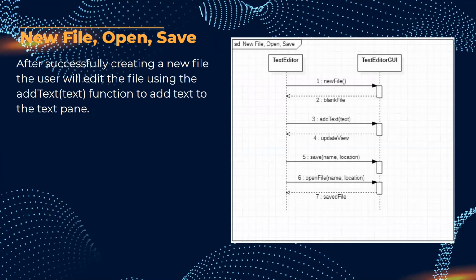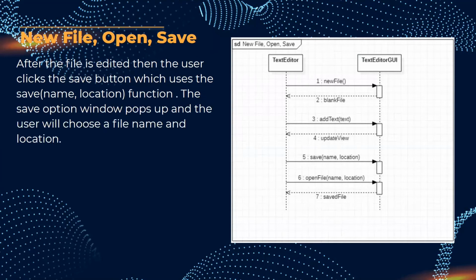After successfully creating a new file, the user will edit the file using the add text function to add text to the text pane. And after the file is edited, the user clicks the save button, which uses the save function. The save option window pops up and the user chooses a file name and location.